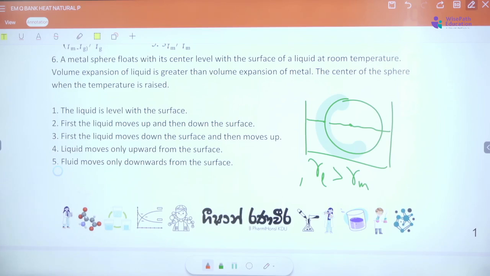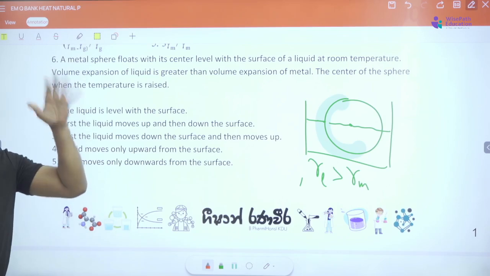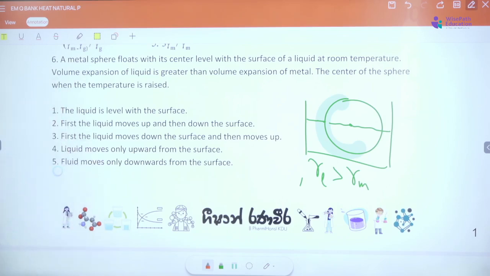මේක අහන්නේ fluid level එකද center එකද? The center of the sphere when the temperature is raised. Center of the sphere goes down. අර surface එක උඩ යනවා. So the liquid is level with the surface. No. The first the liquid moves up and then down. No. First the liquid moves down, then surface and then moves up. No. Liquid moves only upward from the surface.